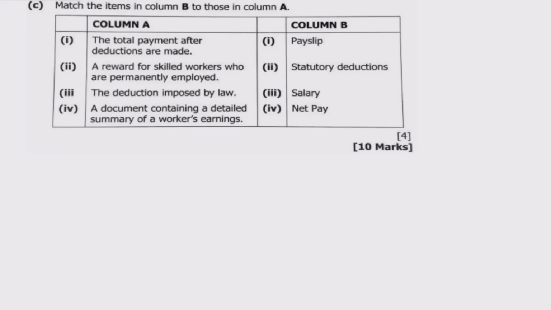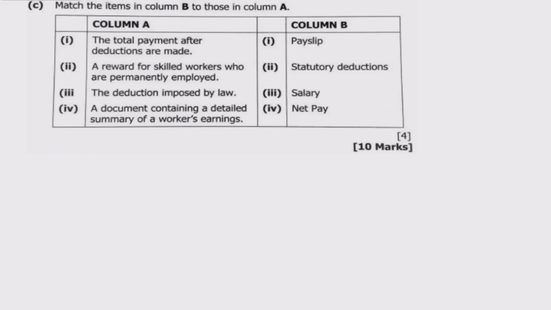Okay, so question 1C was as follows. Match the items in column B to those in column A. Then take time and look at the columns given and the details that are inside. So we've got column A and we've got column B.